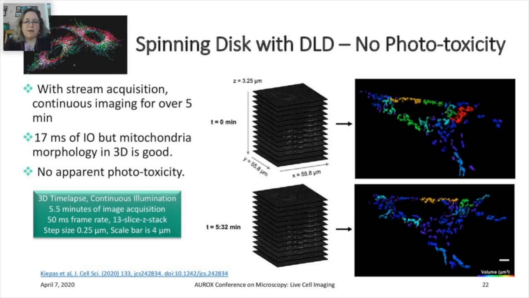And what you can see on the right of the panel here is the upper panel is 3D rendering, just showing the structure of the mitochondrial network. And in the bottom panel, that's the same sample, same cell, after it's been imaged for 5.5 minutes under these diffuse light delivery conditions.